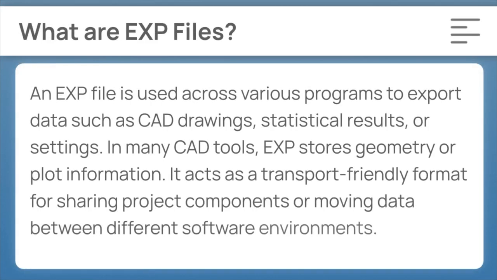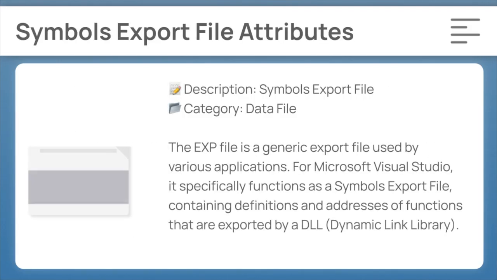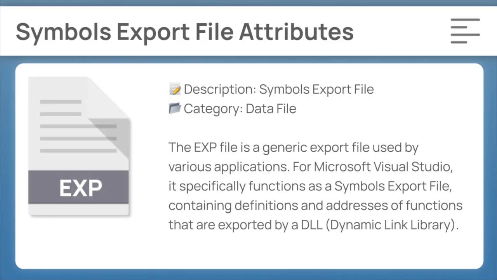The EXP extension has been registered globally as a member of the data file group. The chosen format for data exchange is the symbols export file type. The EXP file is a generic export file used by various applications. For Microsoft Visual Studio, it specifically functions as a symbols export file, containing definitions and addresses of functions that are exported by a DLL dynamic link library.